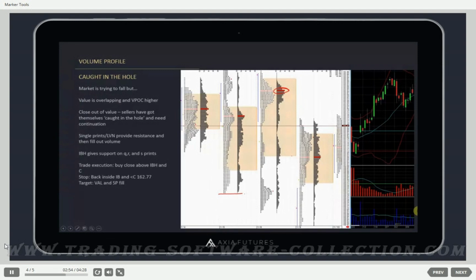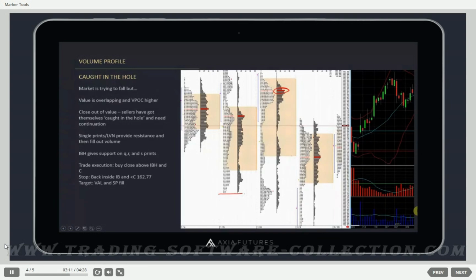And so what is the trade? You want to be buying any close above the initial balance. You want to be buying any dips back to the initial balance, and we do get it on the S prints, on the R prints and on the Q prints, all at the same prices, around 84s, 85s.